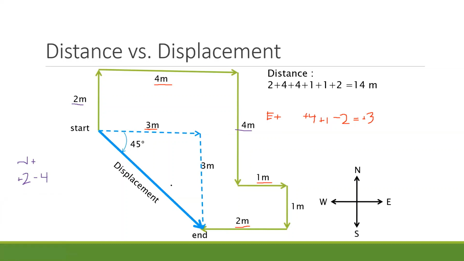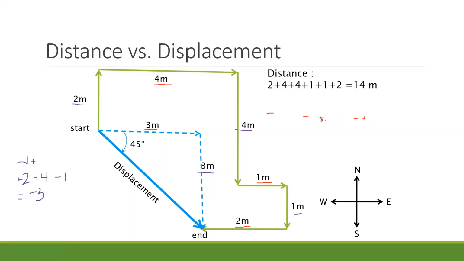And then we've got another 1 south, so we've got minus 1. Which means overall, we have -3, which means we're going 3 south, which is how we get this measurement here, 3. Just in case you were like, how does this work? How do you figure this out?